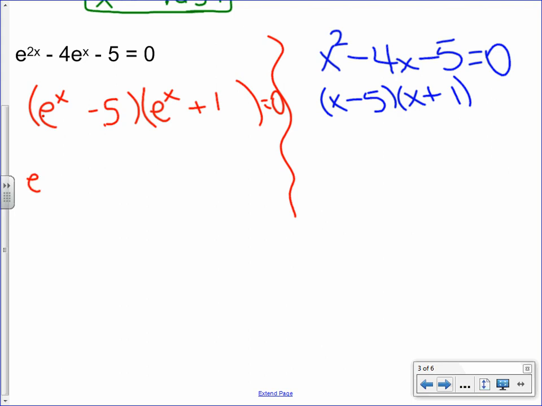Okay, so we have e to the x minus 5 equals 0, and e to the x plus 1 equals 0. So let's talk about this factor first. If e to the x minus 5 equals 0, how do we get x? Okay, so add 5, e to the x equals 5. And then what would we need to do?